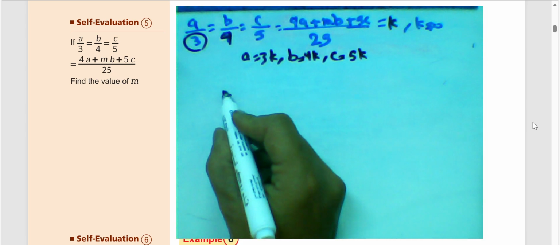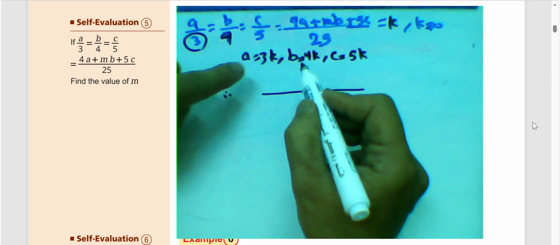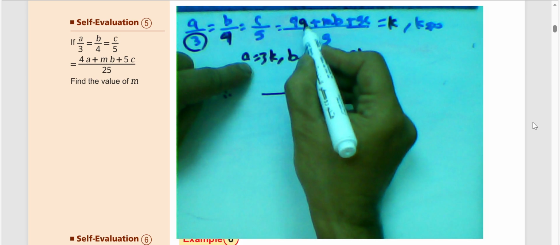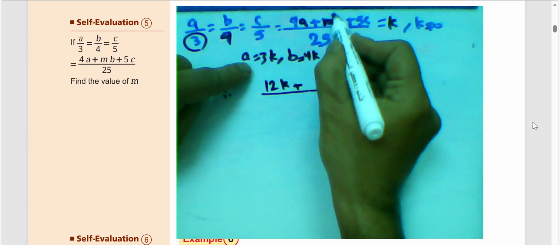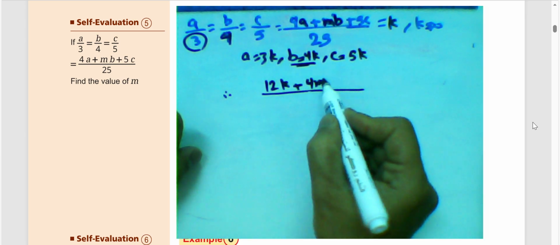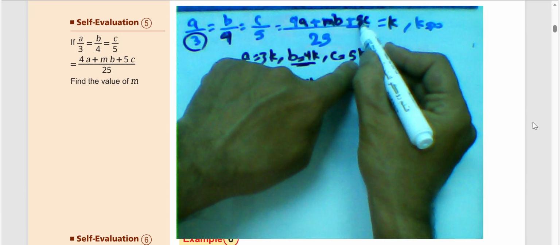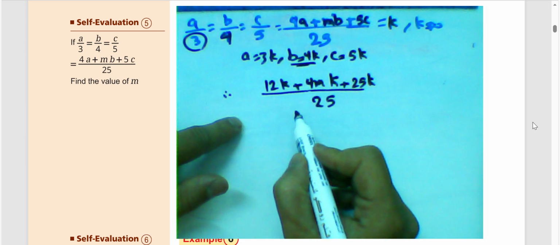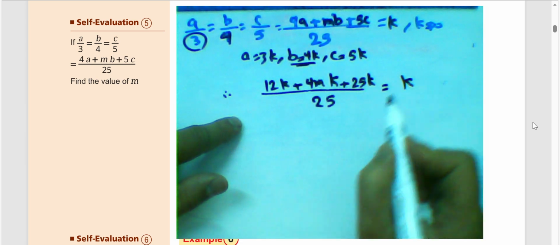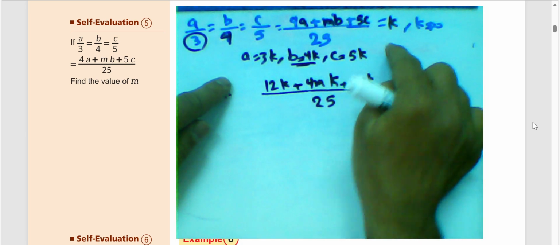Okay, then we can find the value of this expression. The value of a equals 3k, 3k times 4 equals 12k, and m times b. The value of b was 4k, 4k times m will be 4mk, plus 5 times c. The c here equals 5k, 5 times 5k equals 25k, over 25. Okay, the value will be equivalent to k. Understood? I put the value of a and b and c here in the expression, the answer equals k.